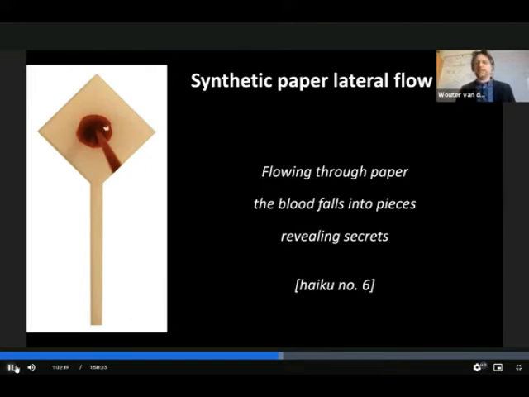This is haiku number 6. Flowing through paper, the blood falls into pieces, revealing secrets.